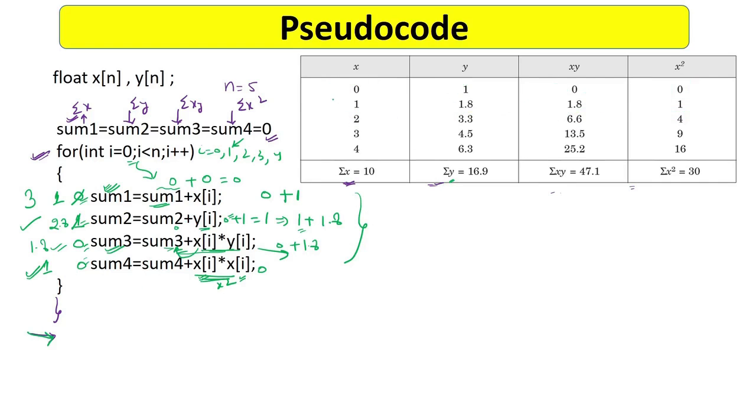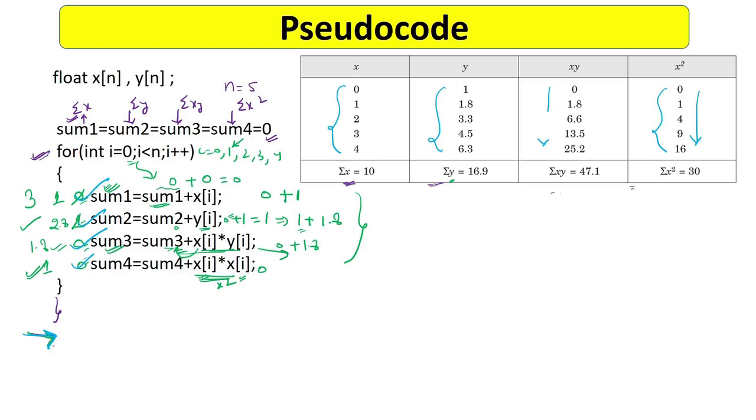Okay, so I hope you have understood that after I come out of this for loop, you will be having the summation of x inside this sum 1, summation of y inside this sum 2, summation of xy inside this sum 3, and summation of x square inside the sum 4. So all these 4 summations are available after this for loop.